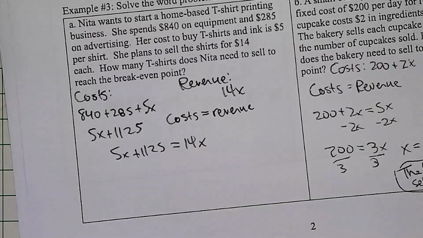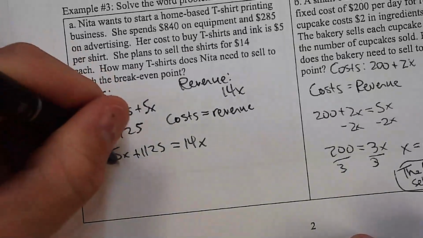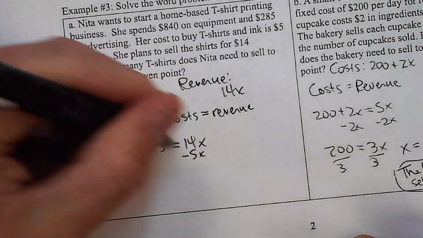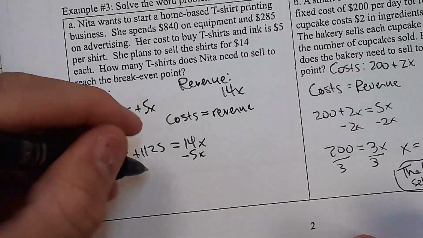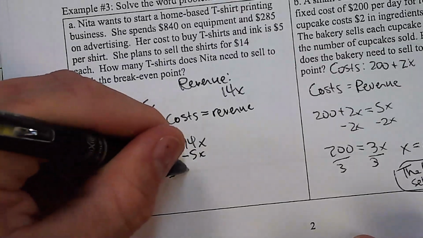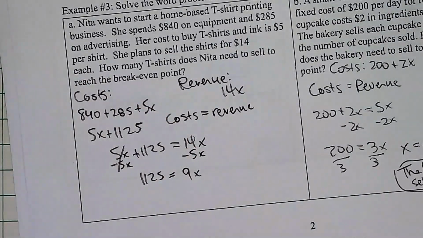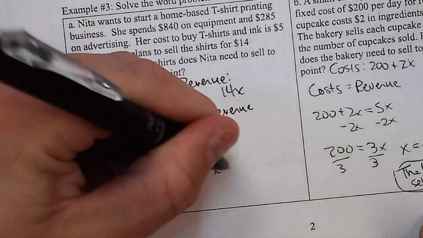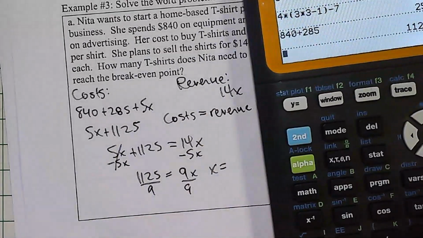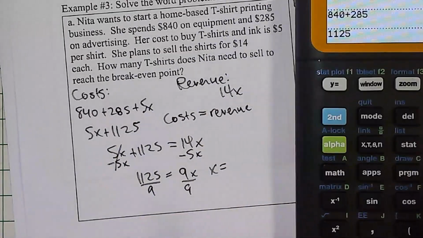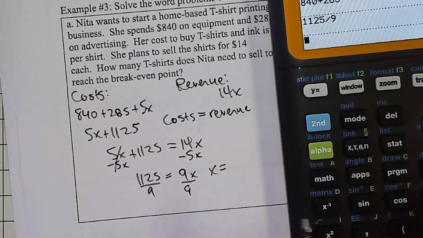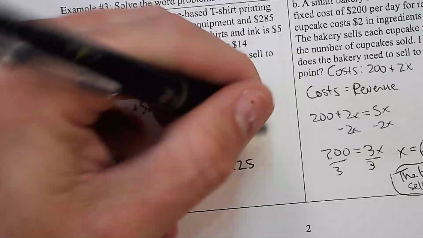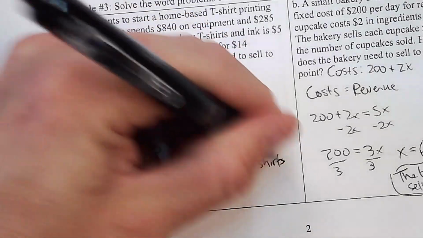So what could I do next? Subtract 5x. I want to get the x's together. It's 9x. Then what could I do? Divide by 9. Whenever Dylan opens up his shirt company, he's going to be able to use this here. 125. So they need to sell 125 shirts to break even.